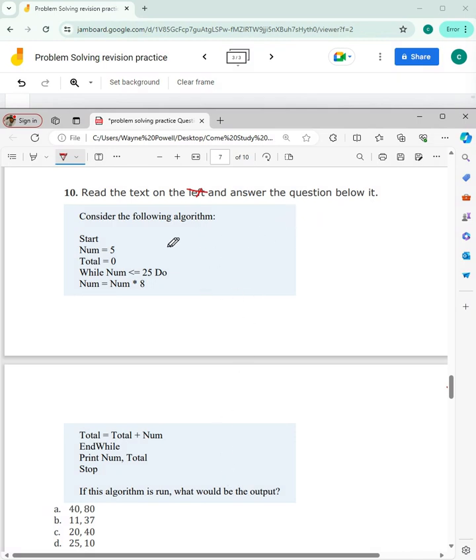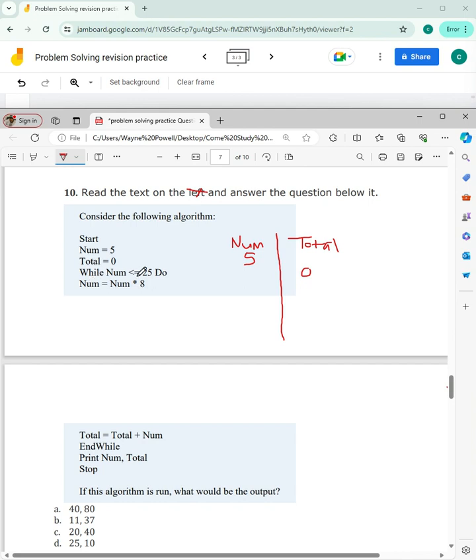Again, we can do a trace, right? So we start num equal 5, total is 0. So we have two variables really that we'll be capturing in this example. One is num, and the other is total. All right, bear with me on the writing. So start with num being 5. First line, num is 5. Total is 0.